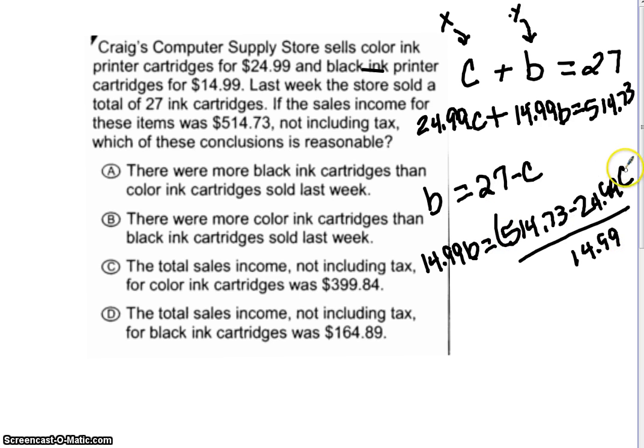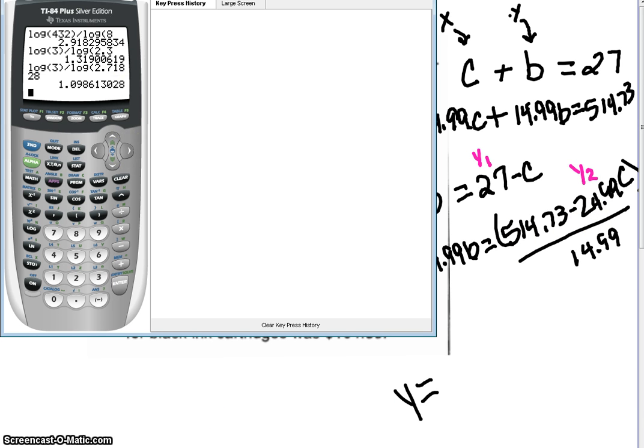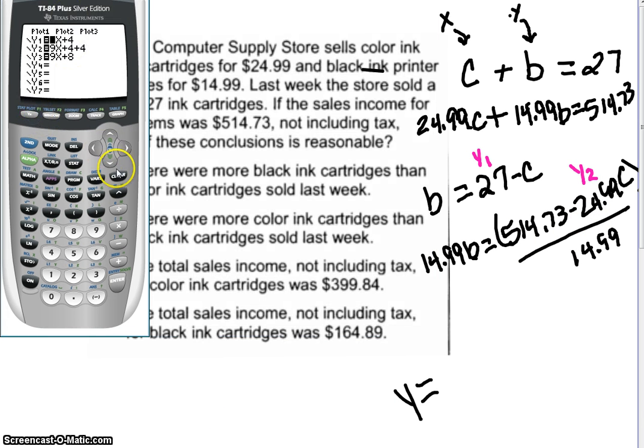So you would put all of this in your calculator. You would want to go to y equals. And so y1 is going to be this. y2 is going to be this. So looking at your calculator, go to y1, clear it out, go to all of them and get them all cleared. At y1, it's going to be 27 minus c, 27 minus, and we'll just use x. At y2, it's going to be open parentheses, 514.73 minus 24.99x. You're going to find where they cross.